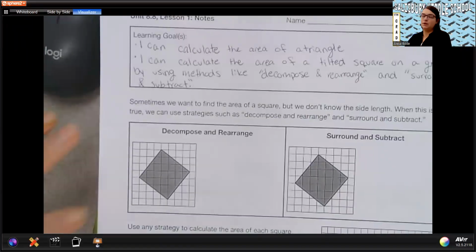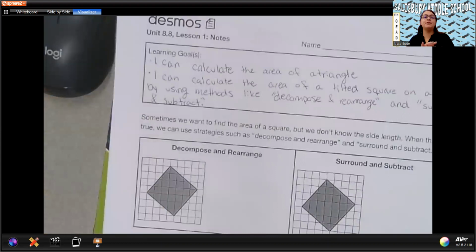Hello, everyone. So today is the first lesson of Unit 8, and we're just going to keep it pretty basic for today in the sense of talking about area of triangles and squares, which you all should know from 6th grade. But we're going to make it so that there's a few more steps involved, and so that's not just as easy as counting the sides and squaring it.